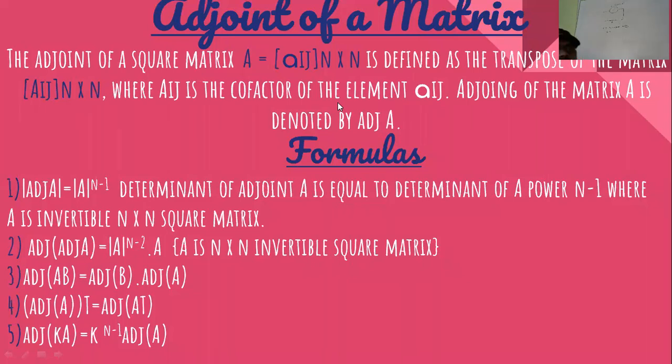There are some formulas. Determinant value of adj A is equal to determinant of A to the power n minus 1, where A is an invertible n into n square matrix. Second, adjoint of adjoint A is equal to determinant of A to the power n minus 2 into A, where A is an n into n invertible matrix. Adjoint of AB is equal to adjoint of B into adjoint of A. Adjoint of A transpose is equal to adjoint of A, transpose. Adjoint of kA is equal to k to the power n minus 1 adjoint A.